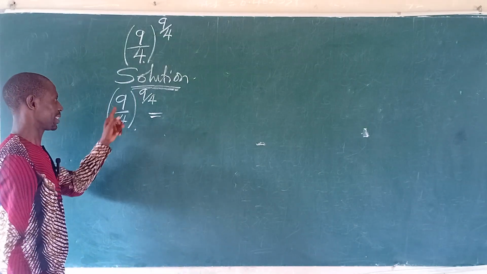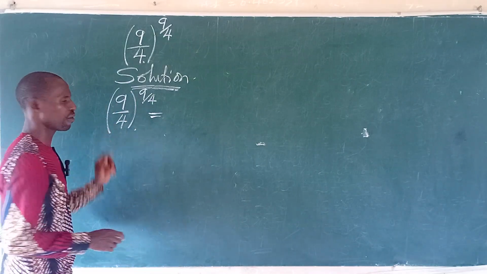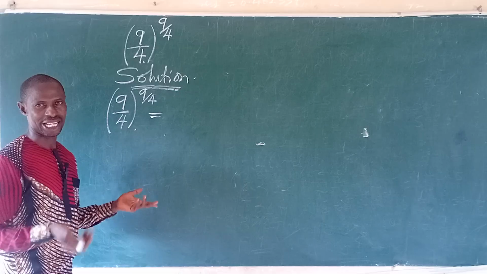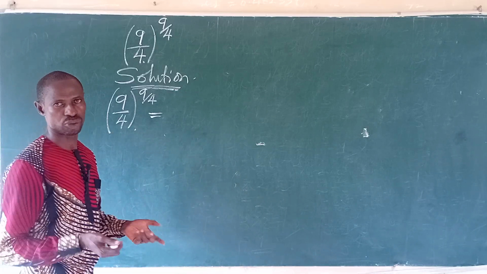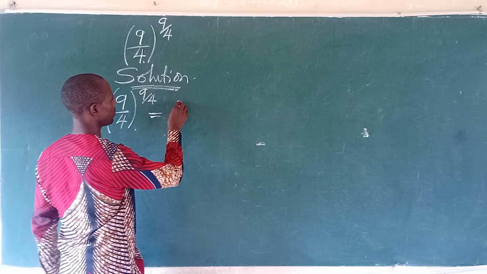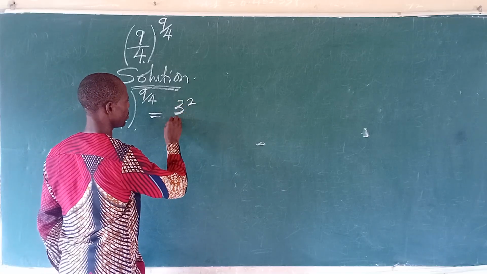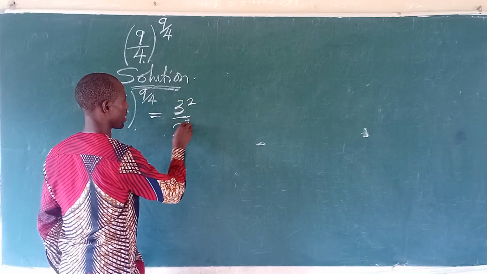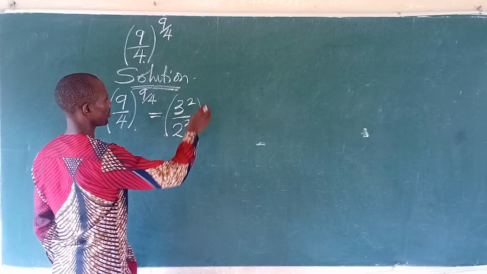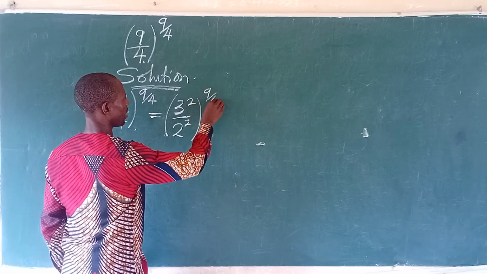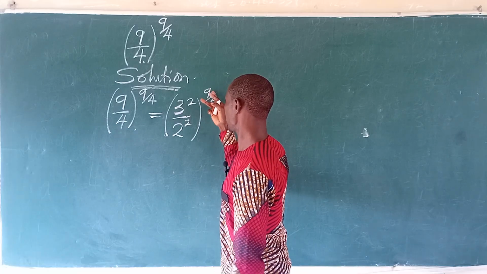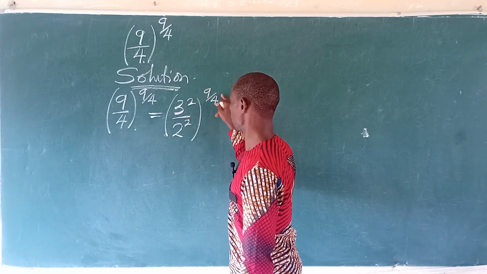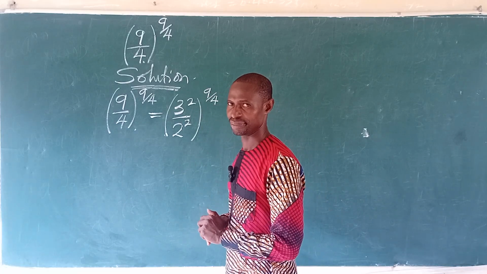Now you discover that 9 is a perfect square, 4 is also a perfect square. And so we can express 9 as 3 to the power of 2 and 4 as 2 to the power of 2. So this is going to give us (3 to the power of 2 all over 2 to the power of 2), all raised to the power of 9/4. Now you may ask, are we to express this as 3 to the power of 2 and 2 to the power of 2? No.